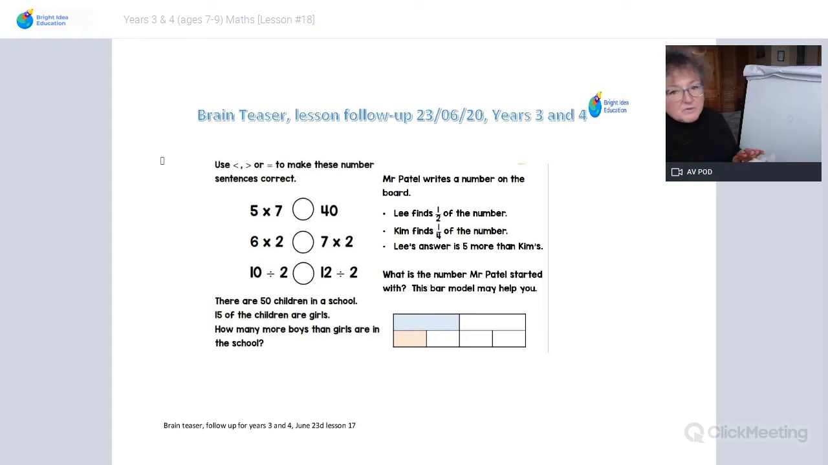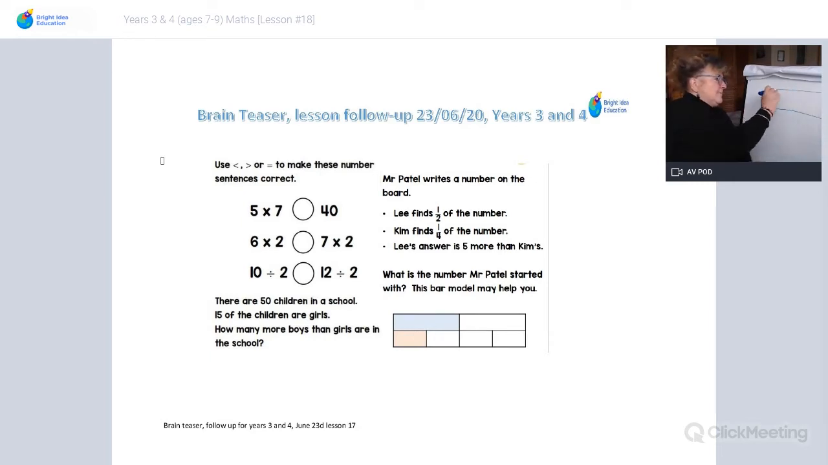Mr. Patel, what did Mr. Patel have on his number board? He writes a number. Lee finds half the number. Kim finds a quarter of the number. Lee's answer is 5 more than Kim's. What is the number Mr. Patel started with? It says the bar model may help. Let's see how it does.